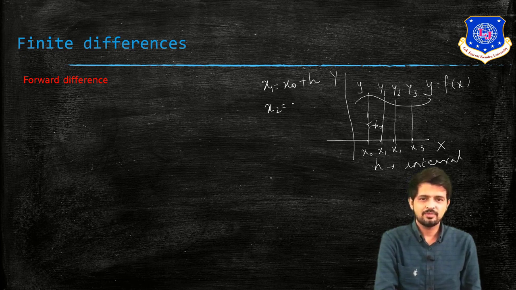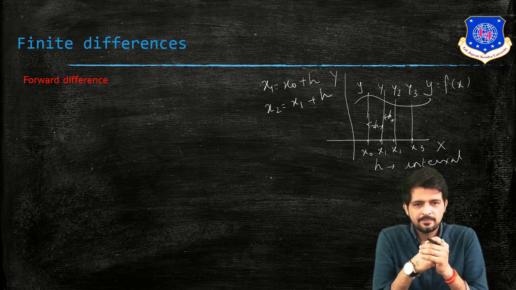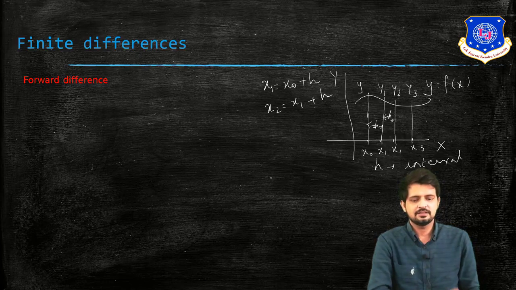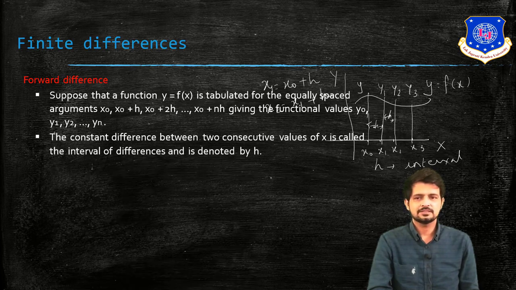Similarly, x2 can be found by adding h in x1. So in this way, there is a difference of h between the two values of x. Okay. Now, what is the meaning of forward difference? If I am taking the difference of y values, then it is termed as forward difference.